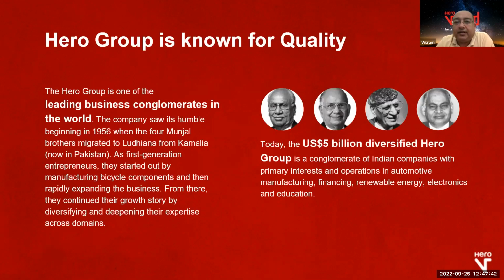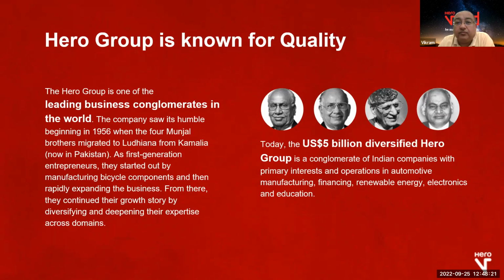So, ladies and gentlemen, the Hero Group really doesn't need an introduction, but I'm going to tell you a little bit about ourselves anyway. We started in 1956 when the four founding brothers, whom you see on the slide in front of you, migrated from Kamalia in Pakistan to Ludhiana. They started off the organization by trading in cycle parts. From there, they transitioned to manufacturing cycle parts, and in a logical progression, they finally started manufacturing bicycles.